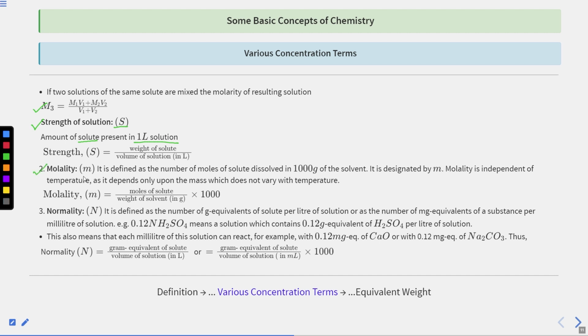Molality. Molality is represented by a small m. It is defined as the number of moles of solute dissolved in 1000 gram or 1 kg of the solvent. Okay. It is designated by small m.